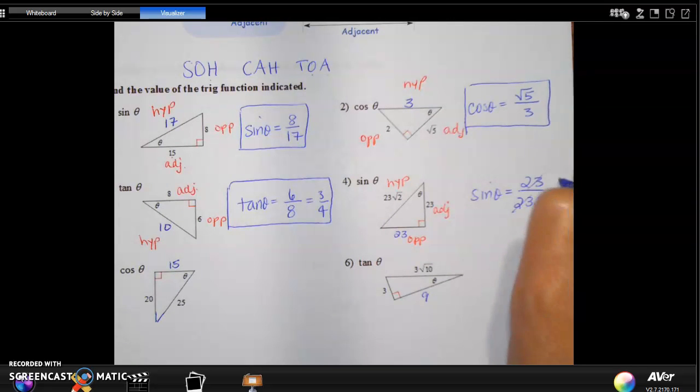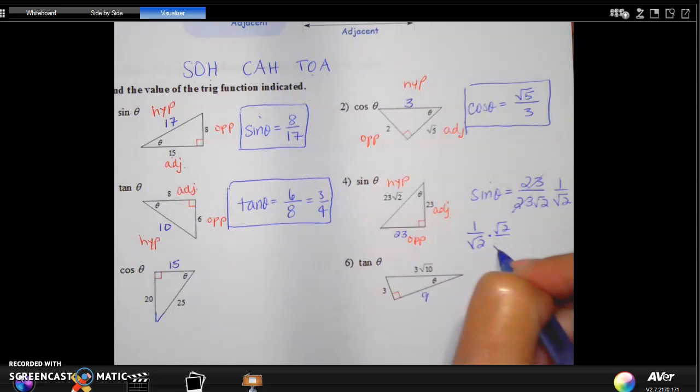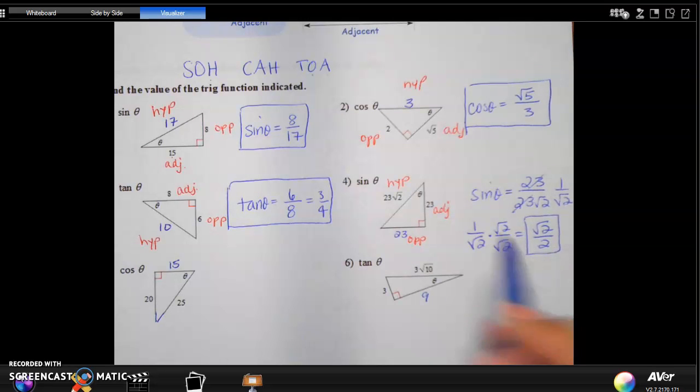These 23s are going to cancel. So we have 1 over root 2. But we know we can't leave that in the denominator, so we're going to multiply by root 2 over 2. So our final answer here is just going to be square root of 2 over 2. Sometimes you'll run into that because you do see a lot of square roots in these problems.